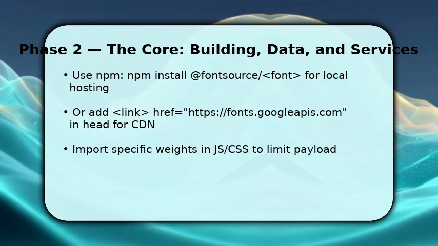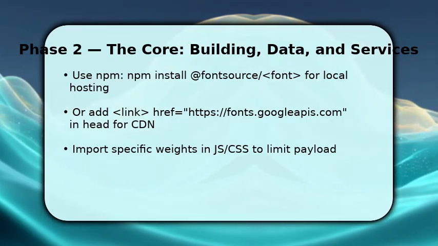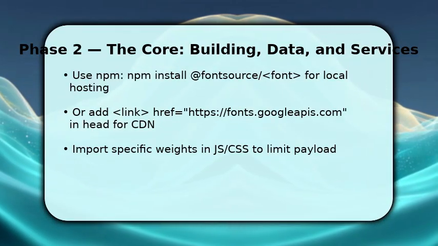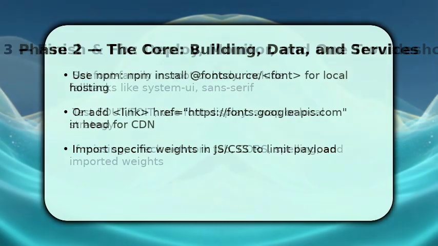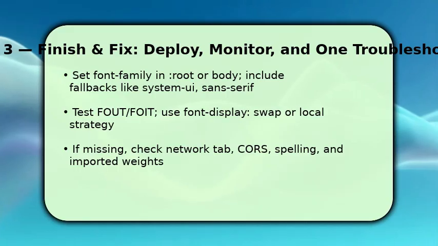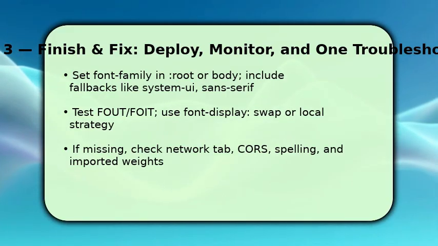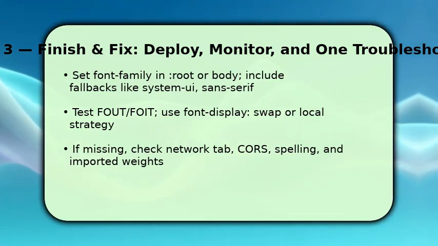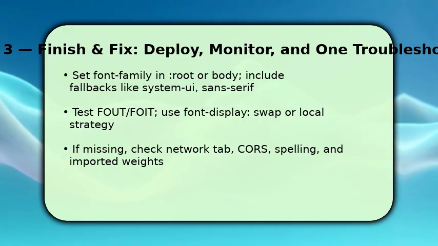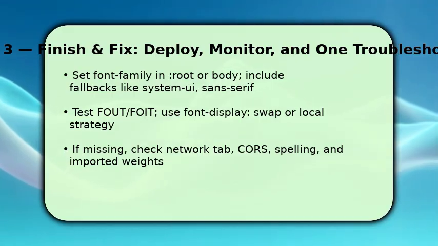If you use the CDN link, make sure to reference the exact family in your CSS. Keep imports specific to reduce load. Finally, apply the font across your app by adding font family to root or body and include reliable fallbacks like system-ui, sans-serif. To avoid invisible text, ensure font-display: swap is applied. This yields better perceived performance.